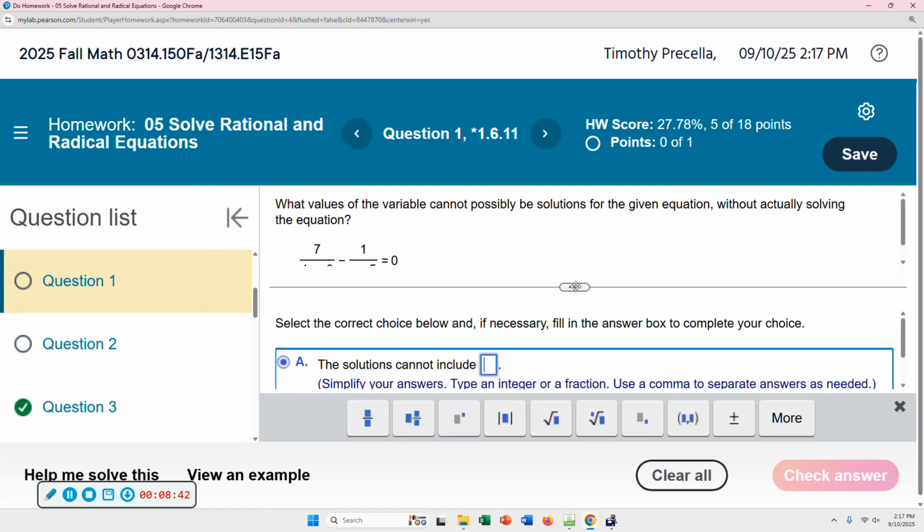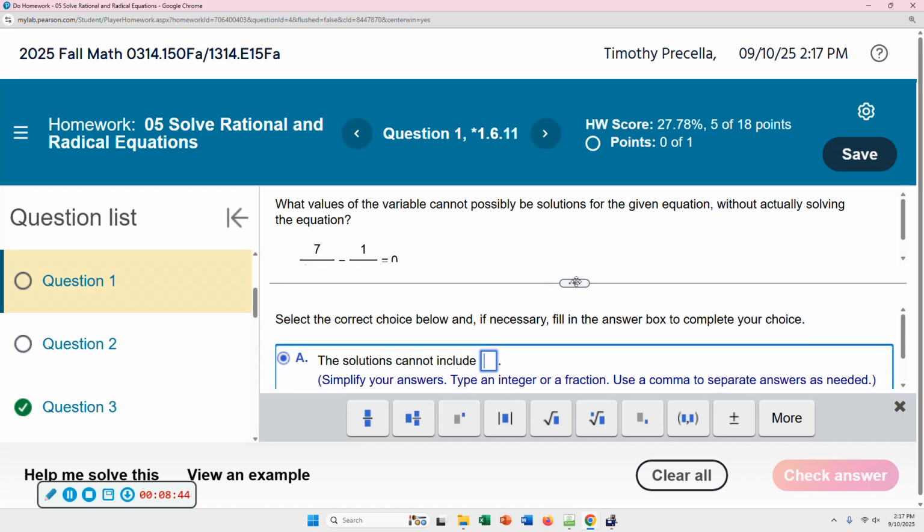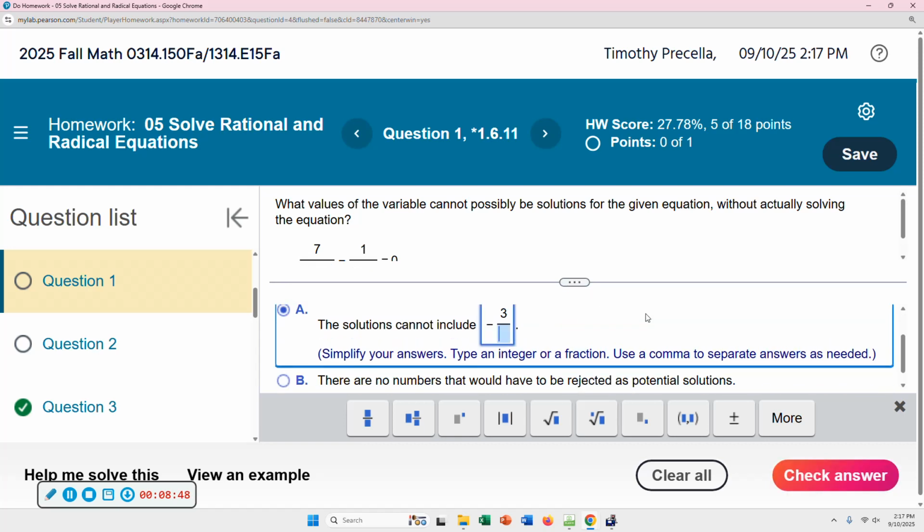Can I move this up? Yeah, move it up. Okay, there. Okay, so negative 3 over 4. Don't put the comma in the denominator.